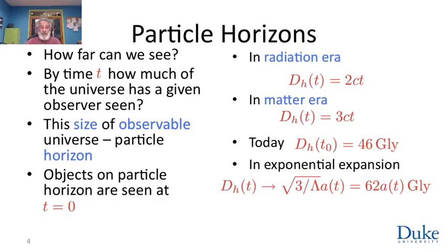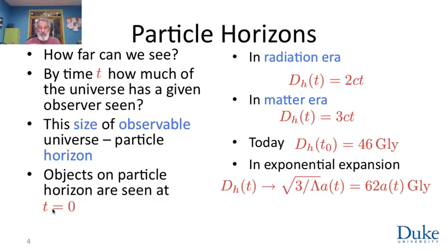This is the distance from us to the most distant objects we have seen, or can in principle see. These are the objects that we see so long ago, so far, that the light left them at the time of the Big Bang. So another way to ask the question is, at any given time, what are the things that you see as they were at the time of the Big Bang? And so objects on the particle horizon are the things you see at the time of the Big Bang.